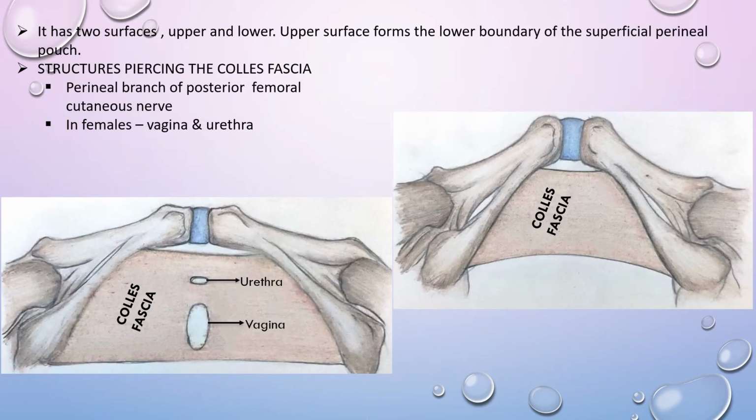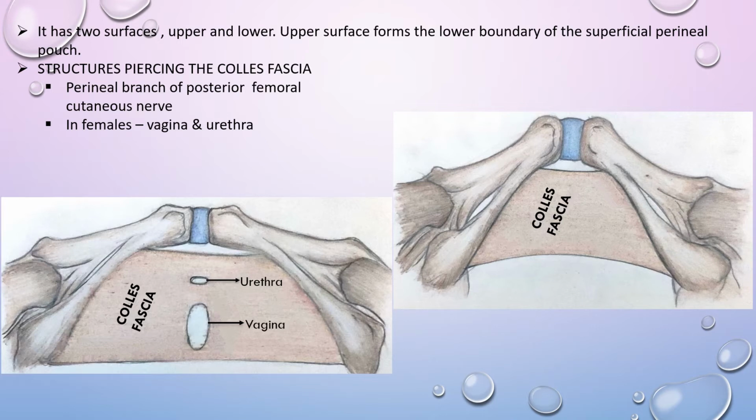The Colles fascia has two surfaces, upper and lower. The upper surface forms the lower boundary of the superficial perineal pouch. The structures piercing the Colles fascia are the perineal branch of the posterior femoral cutaneous nerve in both sexes. In females, the vagina and the urethra pierce the Colles fascia.